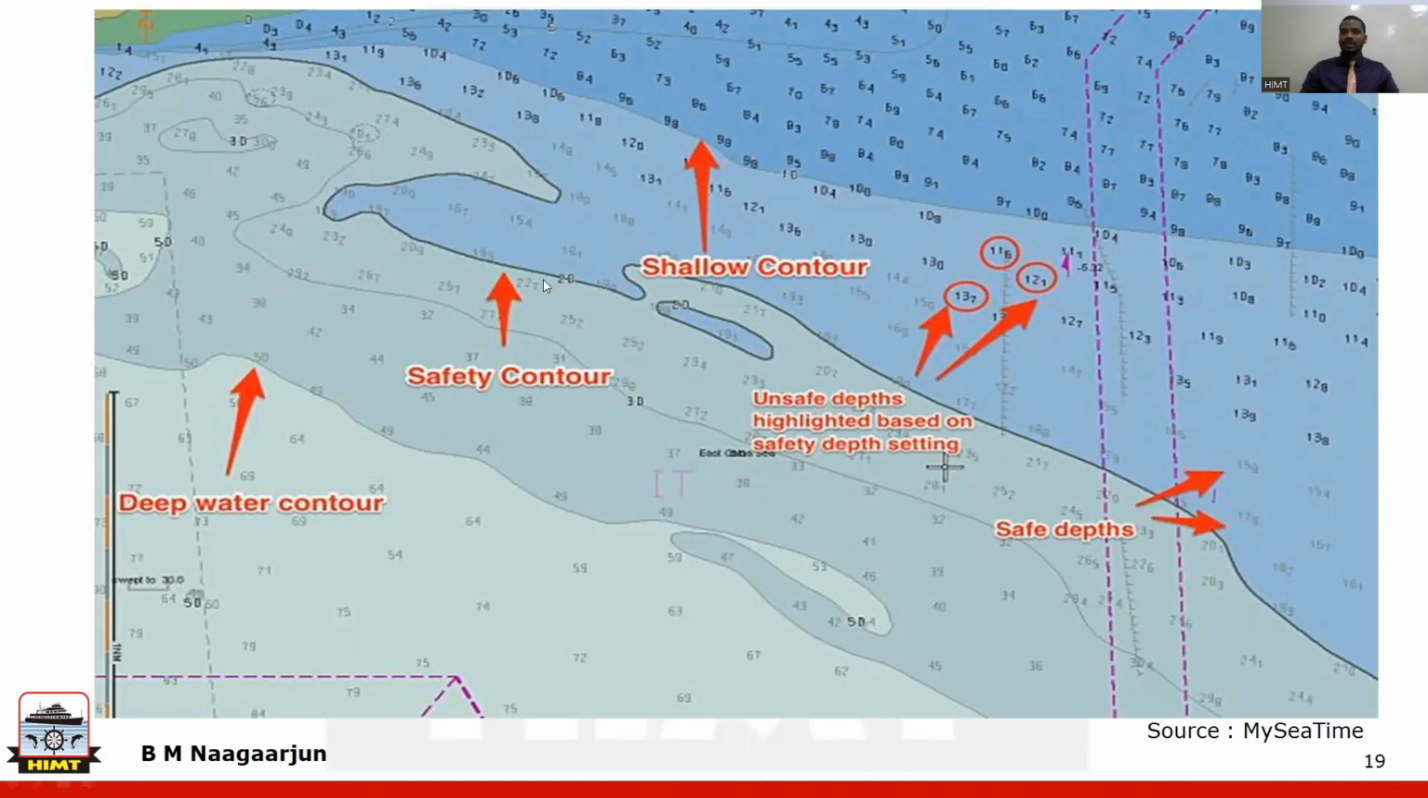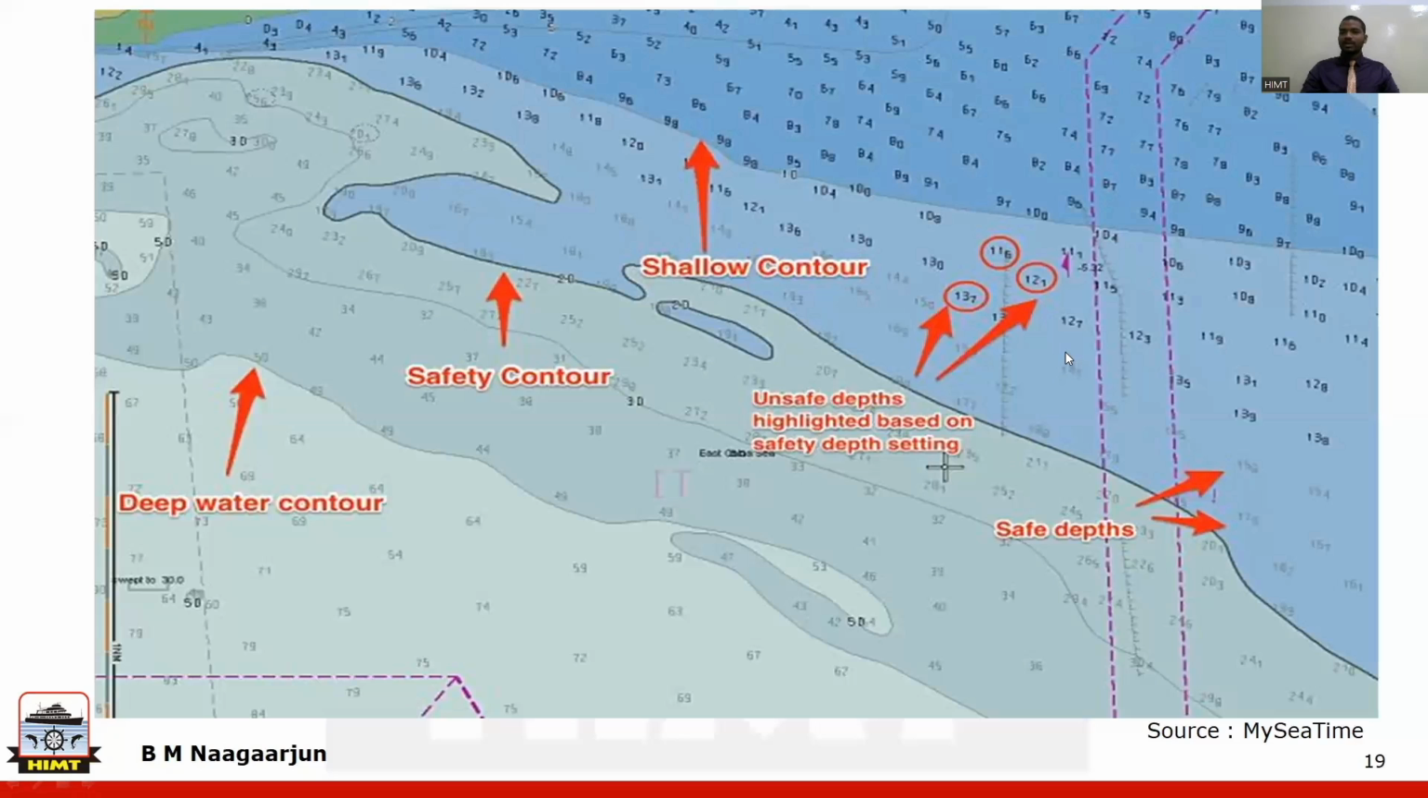For instance, please have a look at this particular example where this is the 10-meter contour which is chosen as the shallow contour. For this particular voyage, the vessel has to choose 14 meters as the safety contour. But due to the unavailability of the 14-meter contour, the ECDIS chose the 20-meter contour as the safety contour. So basically, the area between the 14-meter contour and the 20-meter contour has become useless for us. Since we cannot cross the safety contour, we are missing that particular margin of depth.